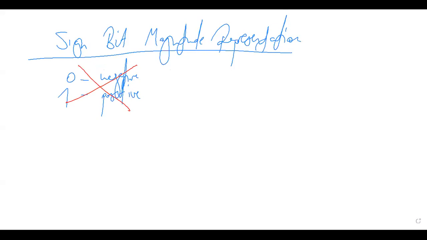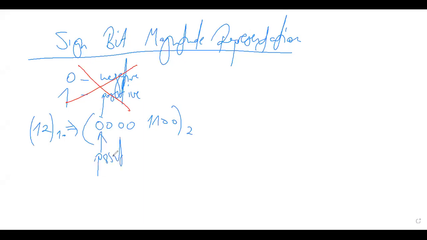contradicted this. The examples I gave were 12 base 10, which is 0000 1100 base 2. This 0 means it's positive.